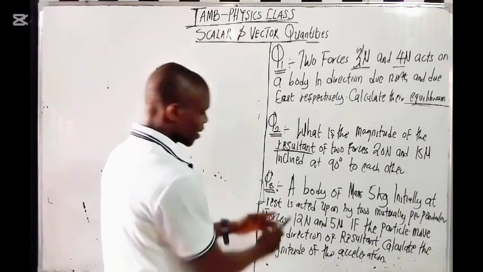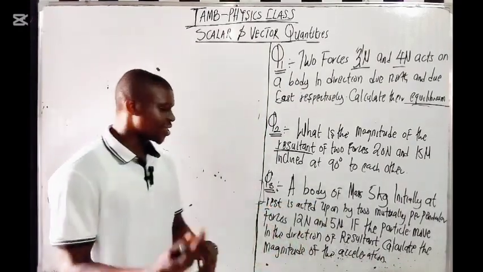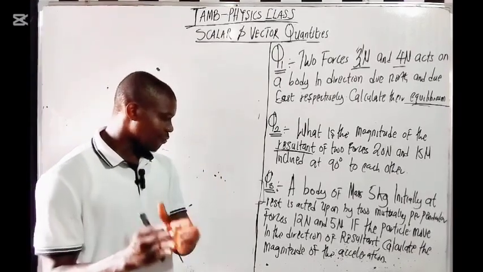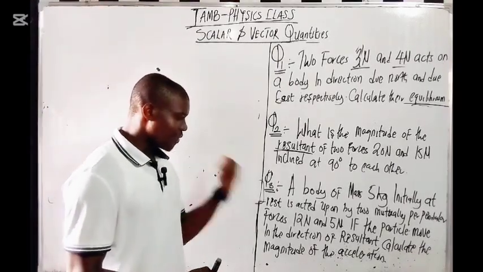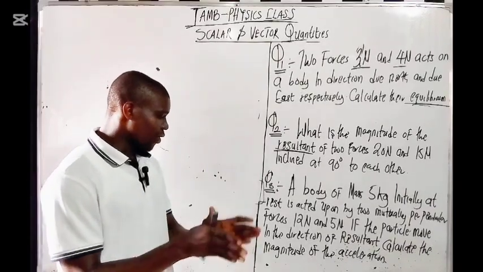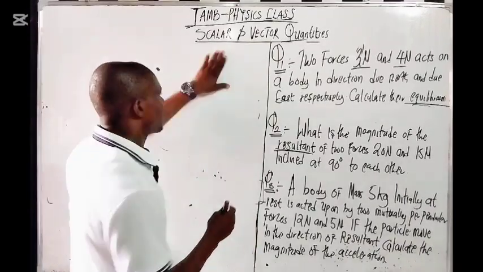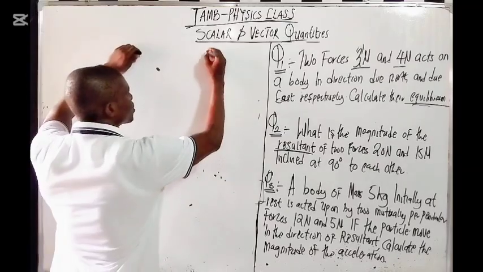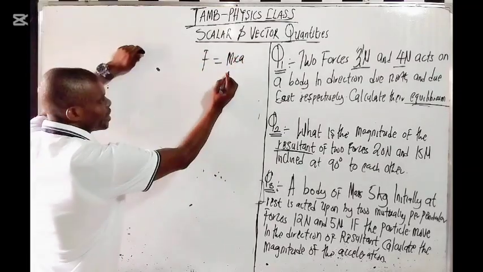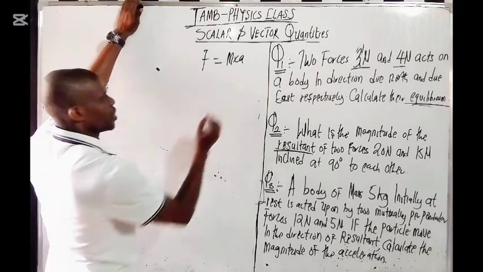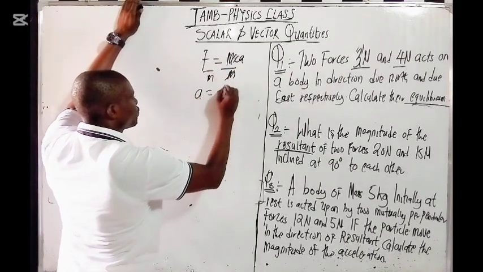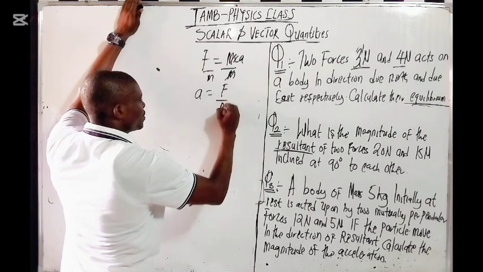It's very easy. A body of mass 5 kg initially at rest is acted upon by two mutually perpendicular forces, 12 Newton and 5 Newton. If the perpendicular forces move in the direction of the horizontal, calculate the magnitude of the acceleration. Remember, force equals mass times acceleration, right? Now they ask you to look for the acceleration here. So we have a equals force over mass, right?